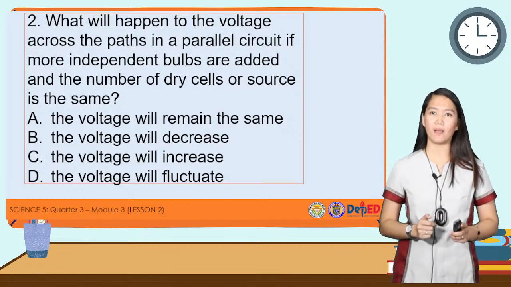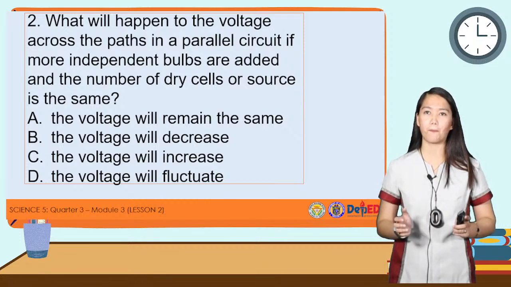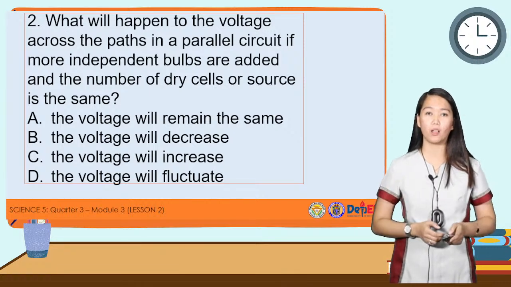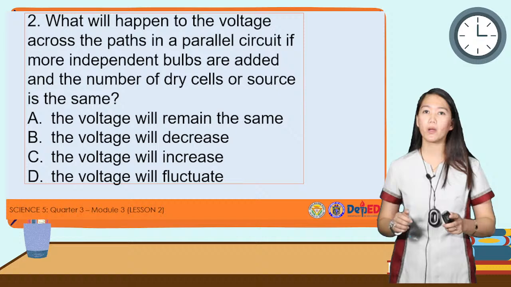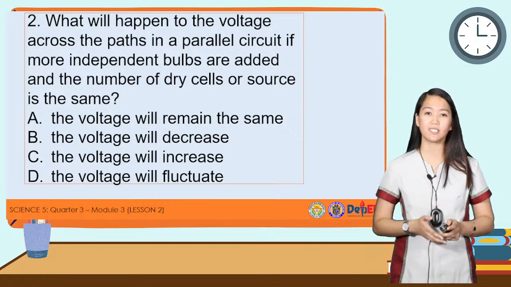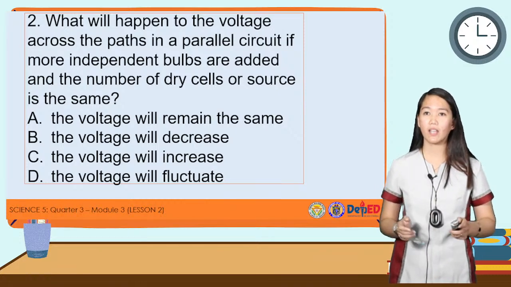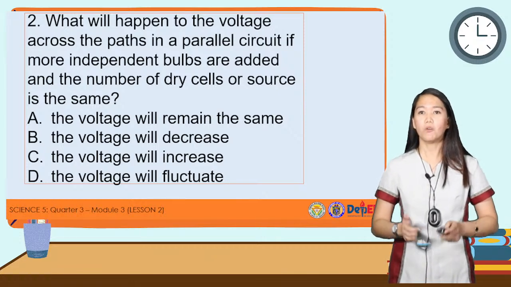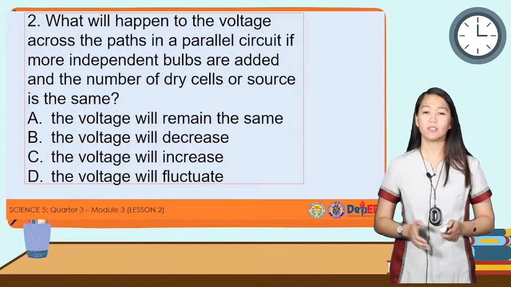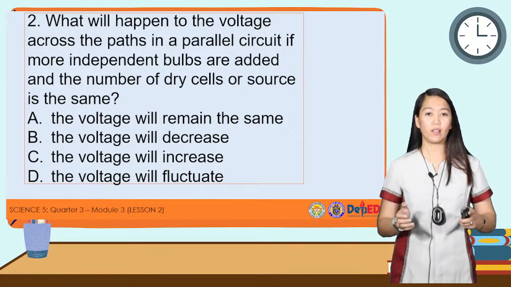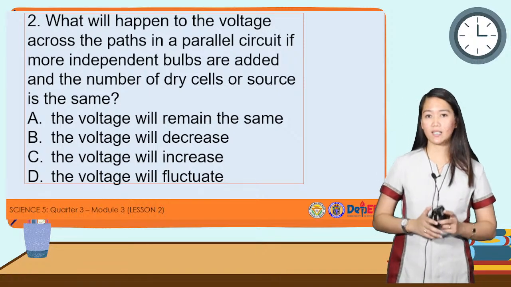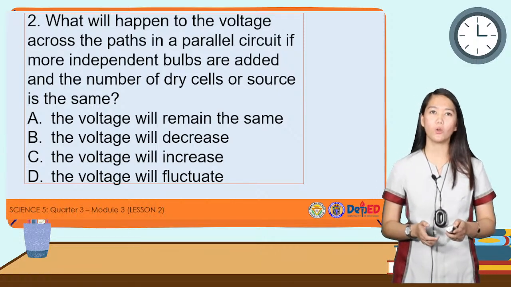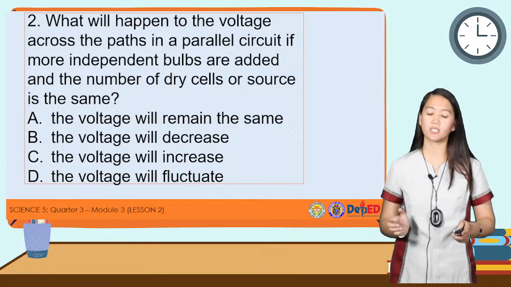Now, let us have number 2. What will happen to the voltage across the paths in a parallel circuit if more independent bulbs are added and the number of dry cells or source is the same? Is it letter A, the voltage will remain the same? B, the voltage will decrease? C, the voltage will increase? Is it letter D, the voltage will fluctuate? Okay, so your time starts now.